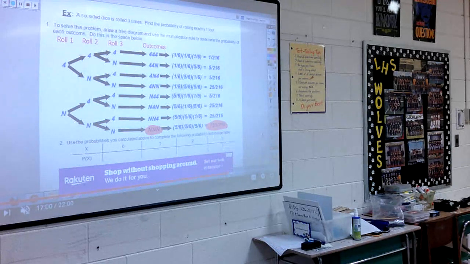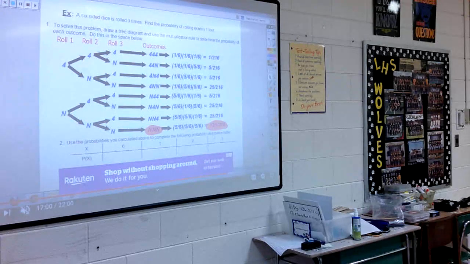Rolling a 4 the first two times and then not rolling a 4. Look at that one. That's 1/6 times 1/6 times 5/6. That gives you 5 out of 216. So they're all out of 216, right? Because 6 times 6 times 6 is 216.